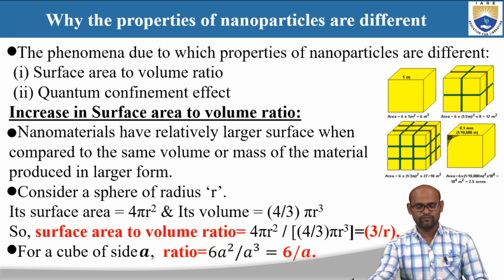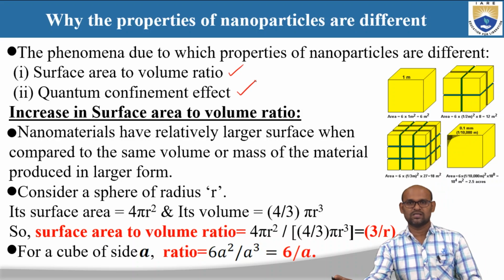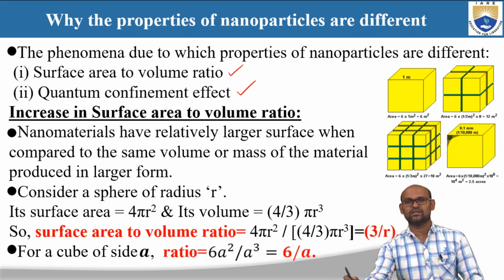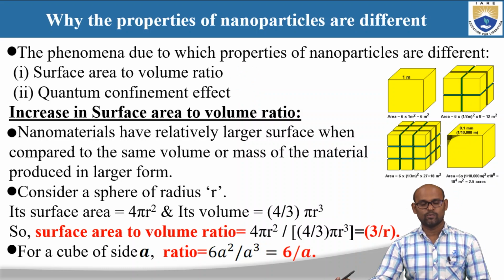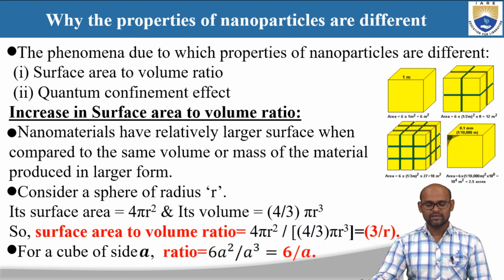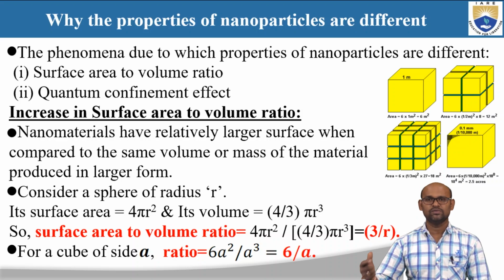Okay, we have discussed that surface area to volume ratio and quantum confinement effect are the two important factors that affect the properties of nanomaterials. In this part, we are going to discuss surface area to volume ratio, which is large for nanomaterials. So we need to discuss why the surface area to volume ratio is large for nanomaterials, with an example.